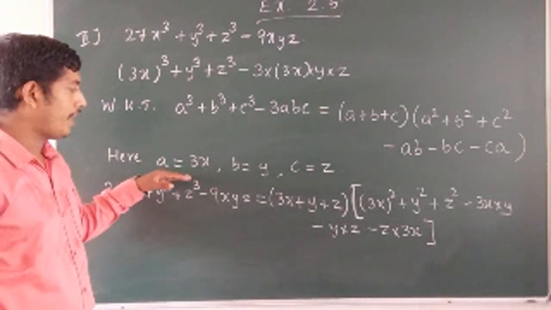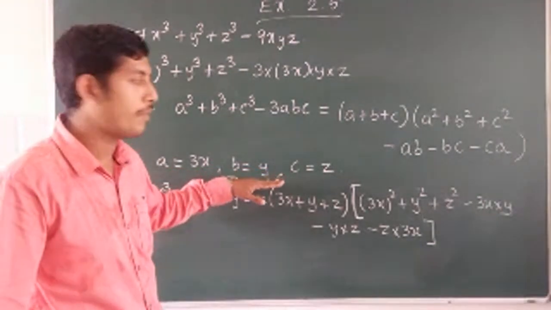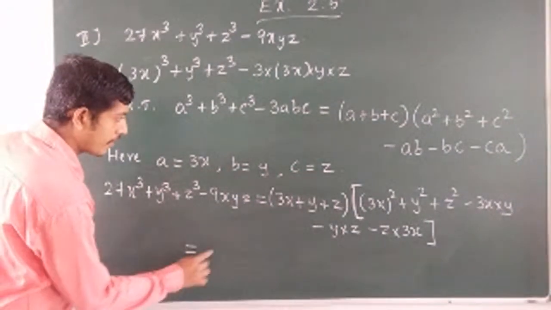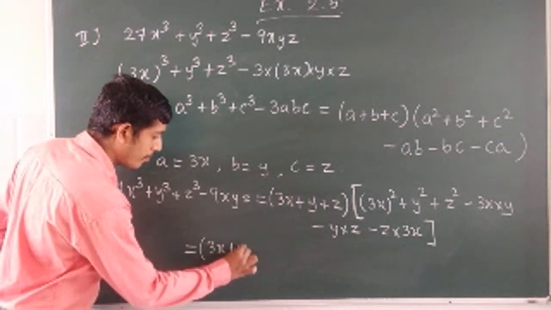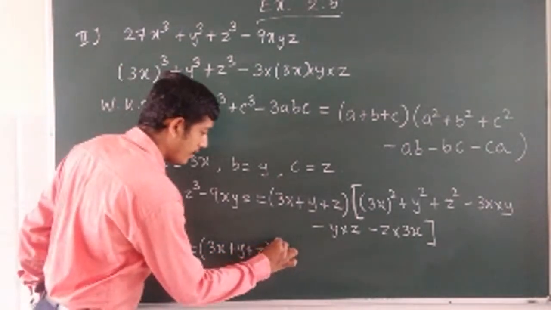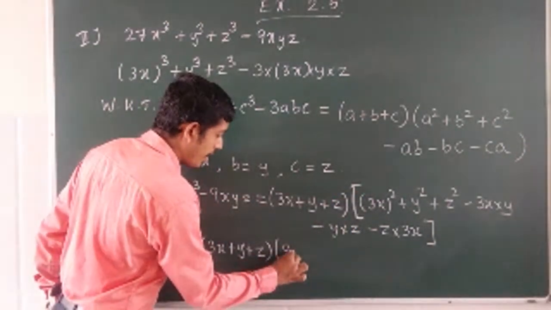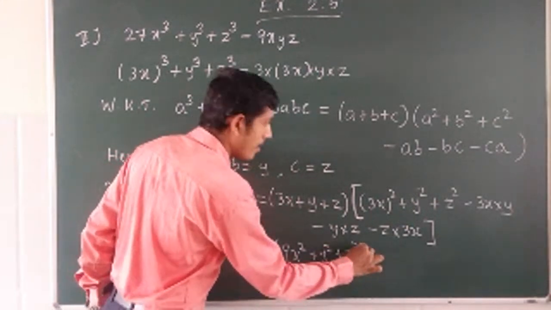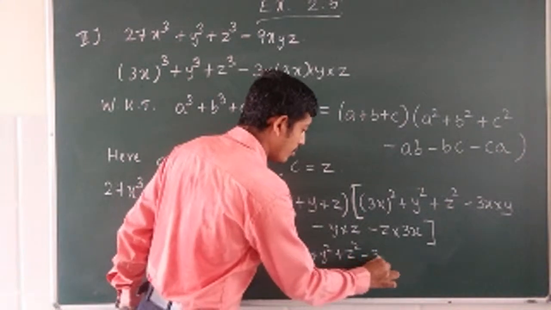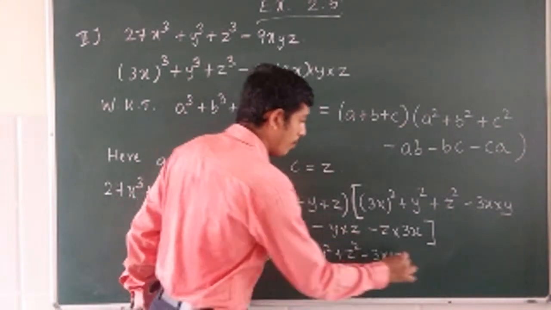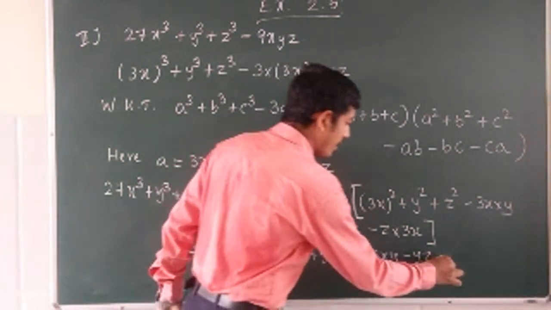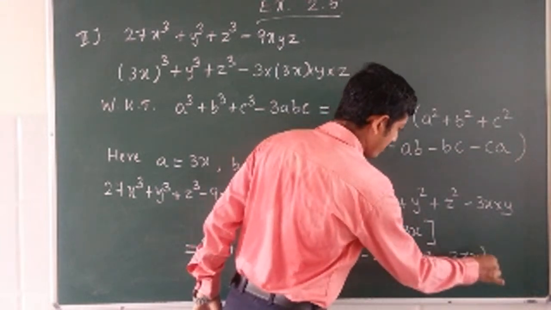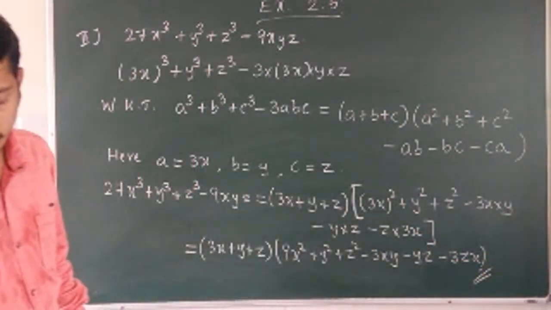So in the place of A, I substituted 3x, in the place of B, I substituted y, and in the place of C, I substituted z. So therefore, this becomes 3x plus y plus z into 3x square is 9x square plus y square plus z square minus 3xy minus yz minus 3zx. So this is the solution. Just look at the answer.